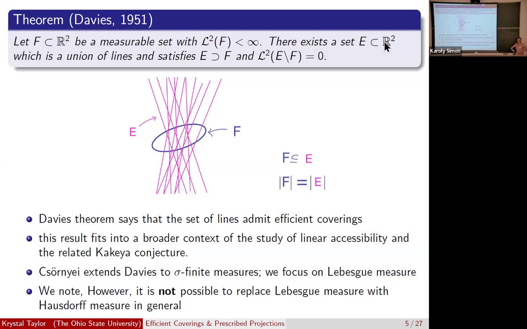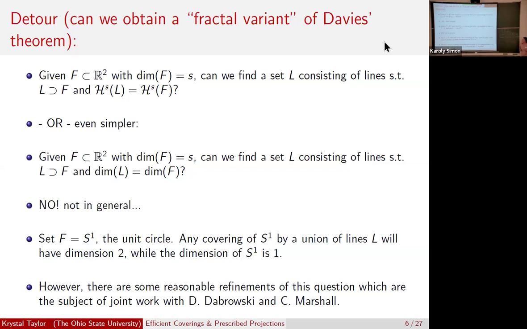Variants are, of course, this can replace lines with other sets. Or could I look at a fractal version of this where I replace Lebesgue measure by Hausdorff dimension? And the answer is no. So picture your set F with dimension S. And the question is, can we find a set L consisting of lines so that L covers F and the S-dimensional Hausdorff measure of L is the same as the S-dimensional Hausdorff measure of F?